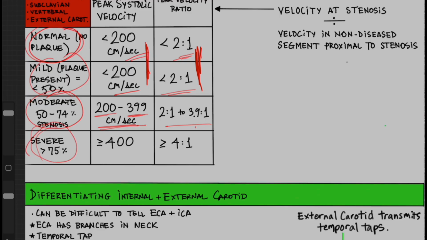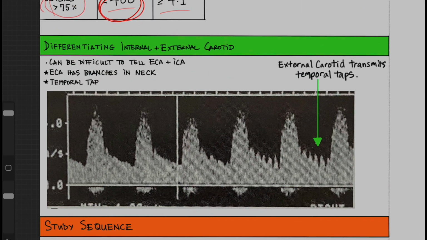And then severe would be greater than 75%, and these are numbers greater than or equal to 400 centimeters per second, greater than or equal to 4 to 1 ratio. Of course, there's only two parameters, so plenty of times you've got this one and you've got this one, and there's no systematic way to decide if this would be a moderate or severe stenosis. Basically, I just pick whichever one I think it is in that setting.